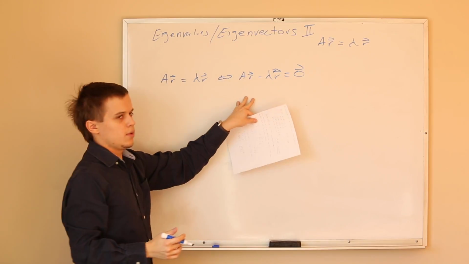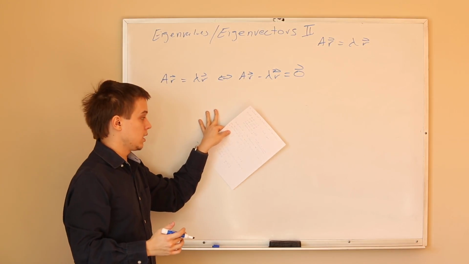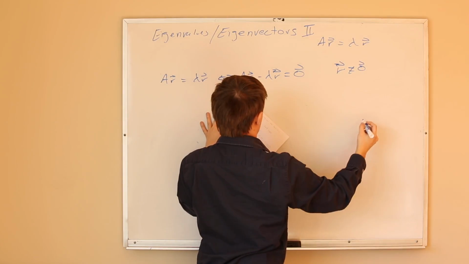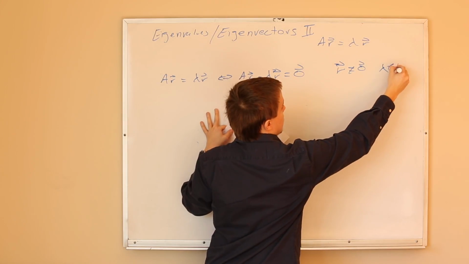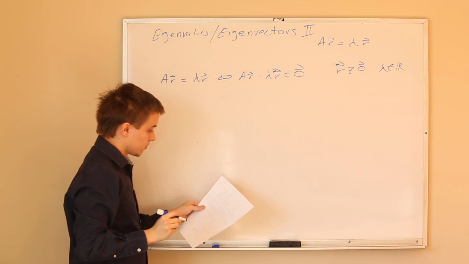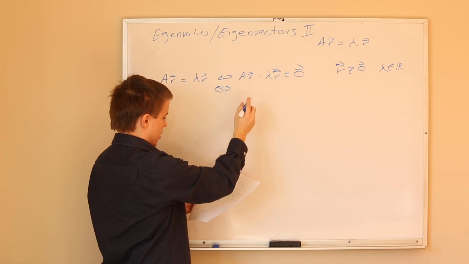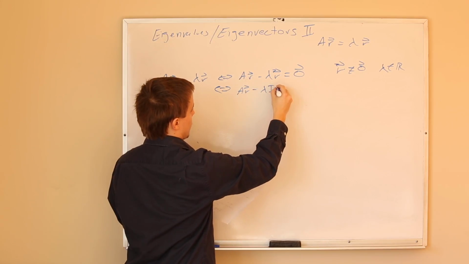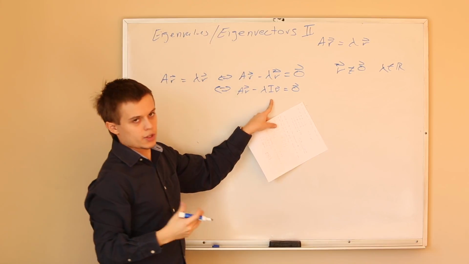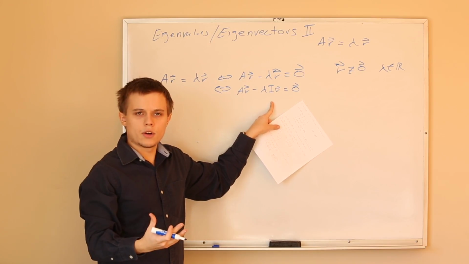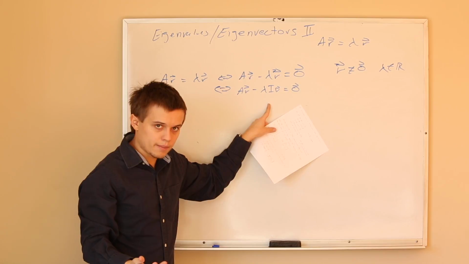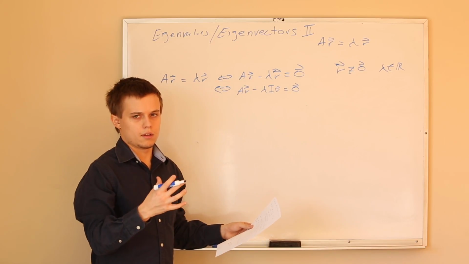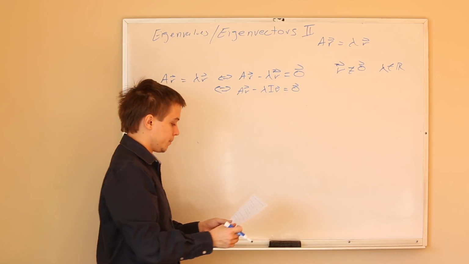Now, before we continue, we have to have our assumption from previously, where v is not the 0 vector, and lambda is in the real numbers. And again, this implies that Av minus lambda Iv equals 0 the vector. And I just stuck in an identity matrix here, and that is true for any n by n identity matrix, because multiplying anything by the identity preserves the original thing you're multiplying.